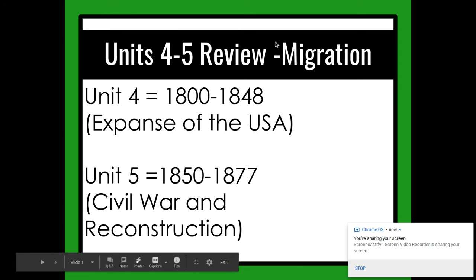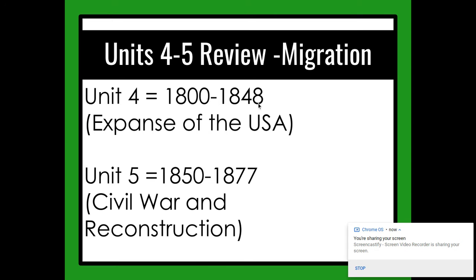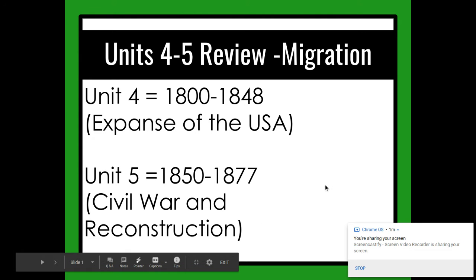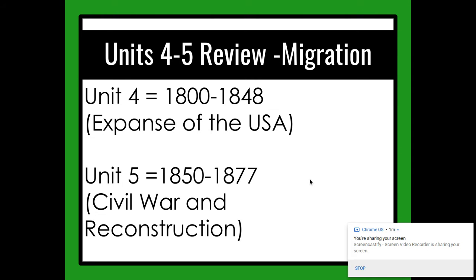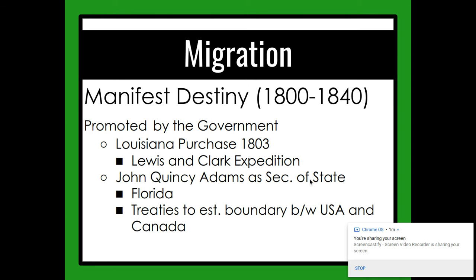So the first thing I want to point out is Unit 4 is from 1800 to 1848. This is really a time period where we see a large expanse of the United States, and migration is going to help fill that time period. Unit 5 is from roughly 1850 to the end of Reconstruction, which ends in 1877. So that's the main thing that's happening during that time period. We're also seeing migration and the impacts of migration during that time period as well.